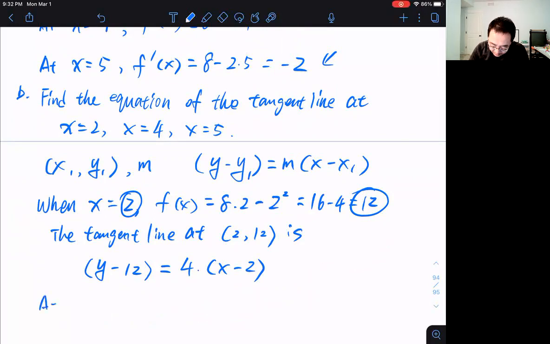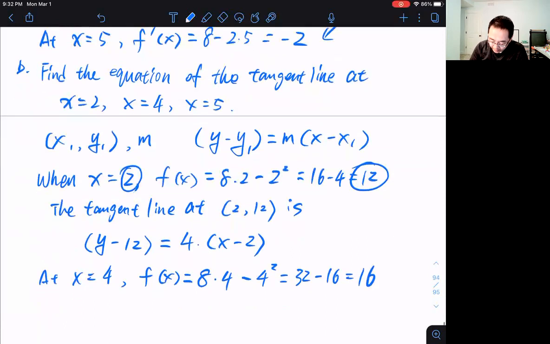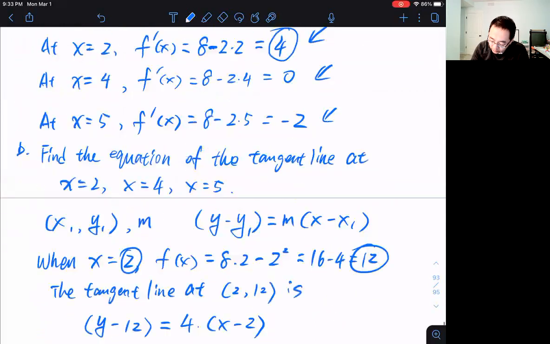At x equals 4, the y value, or f of x, is 8 times 4 minus 4 squared, which gives you 32 minus 16, which is 16. So the point when x equals 4 is 4 and 16. Your tangent line is then y minus 16 equals the slope, which is 0 here, right?